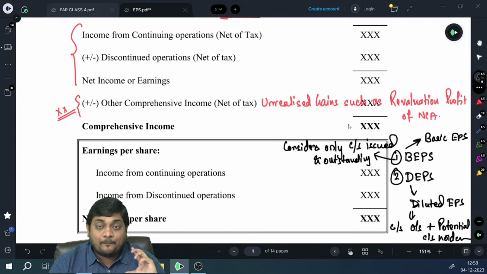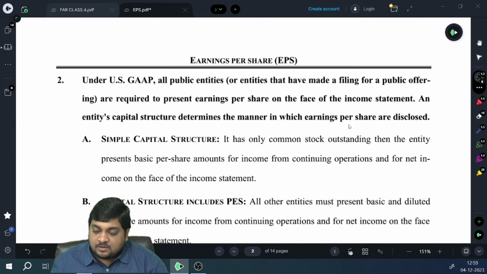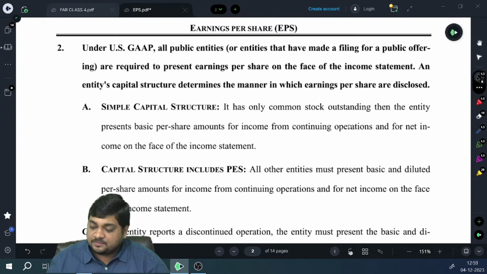In case of complex capital structure, which comprises of convertible bonds, convertible preferred stock, share warrants, options, in these scenarios, we need to report one more EPS, that is diluted earning per share, right? So this diluted earning per share will consider the common stock outstanding as well as the potential common stockholders, right?